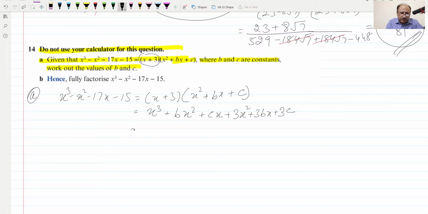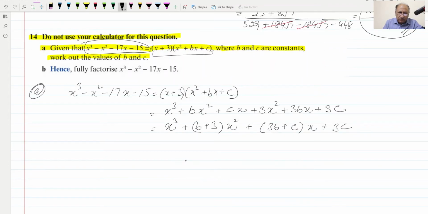And next step we can take common from these terms, so x cube as it is, plus we can take x square common, so b plus 3 will be inside and outside will be x squared, and plus we can take x common from this term and this term, so c plus 3b, or we can write 3b plus c, outside will be x, and plus 3c. This will be the step.